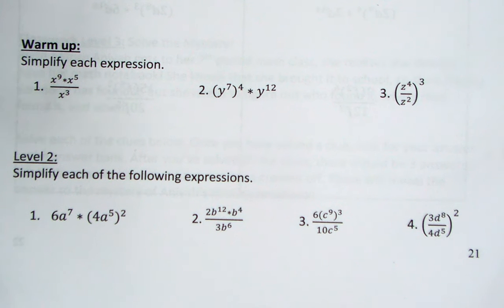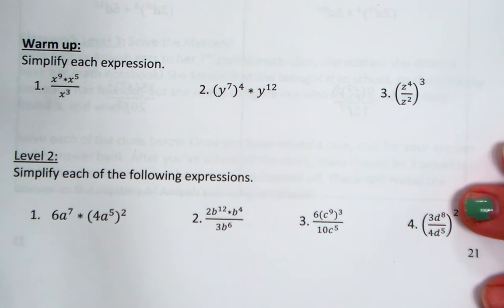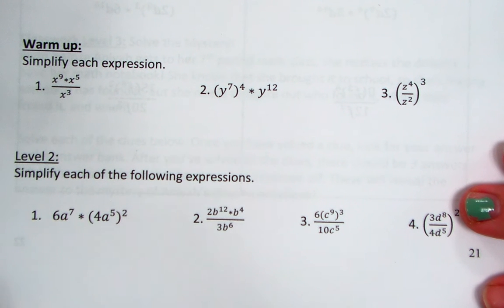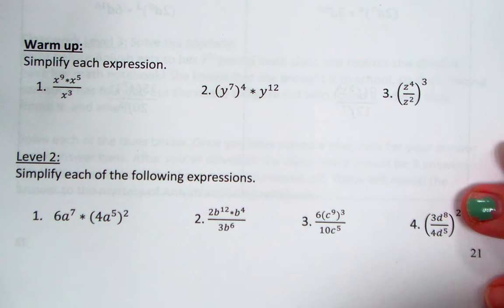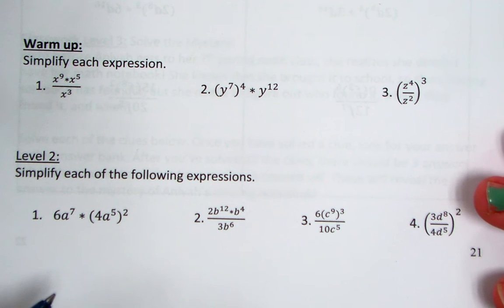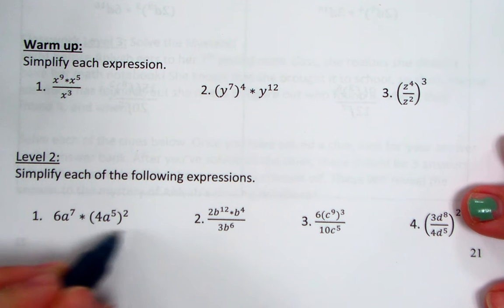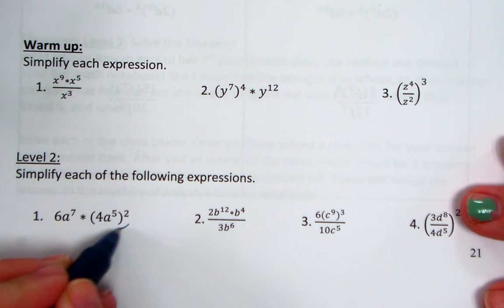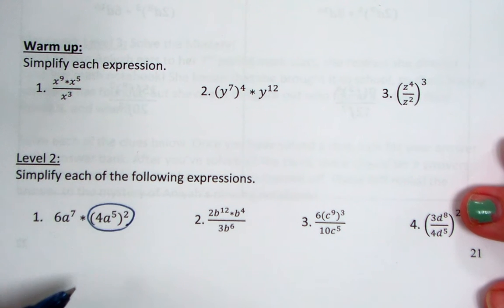For level 2, we have coefficients that are other than 1. So when I'm dealing with these, I need to make sure that I am applying the correct thing to the coefficients and the correct properties to the exponents. Remember that every coefficient has an exponent of 1, so you need to make sure that you take that into account. For this one, we have to do the part that has parentheses first.